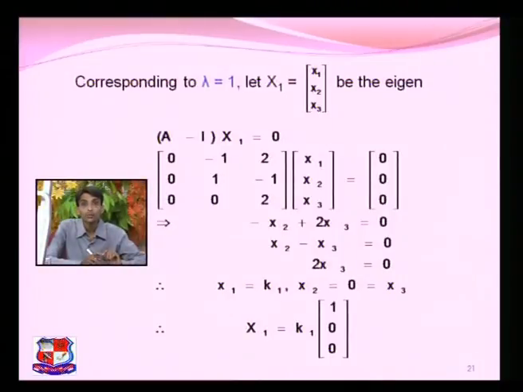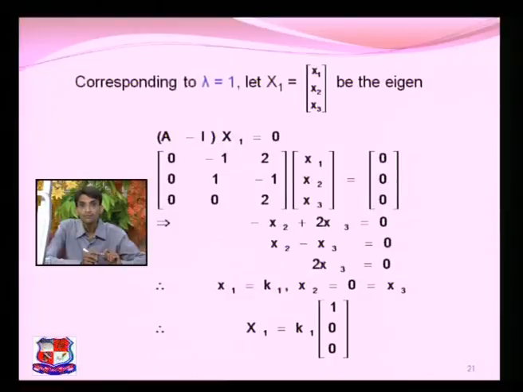Let X1 equal to the column vector x1, x2, x3 be the eigenvector. Then (A minus lambda I) into X1 is equal to 0. Here lambda is equal to 1, so that is (A minus I) into X1 is equal to 0.